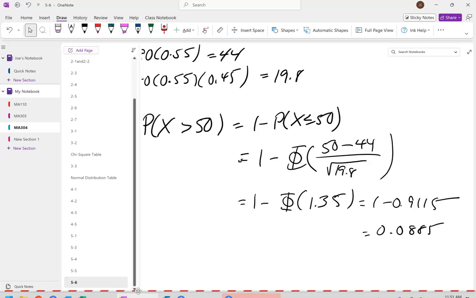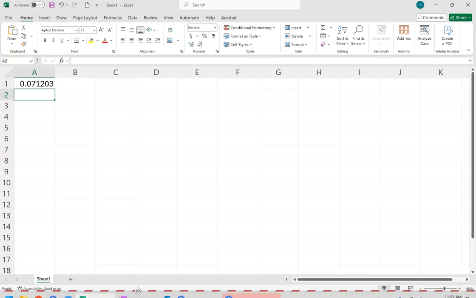So let me do 50.5 minus 44 and then divide by 19.8. And maybe I'll get a little bit better here. Oh, yeah, that made it much better. 1.46 was the z-score in that case. And if I do 1 minus 0.9279, I would have got 0.0721 versus 0.0712. I got a much better approximation. Okay, that's a concept for a different day.